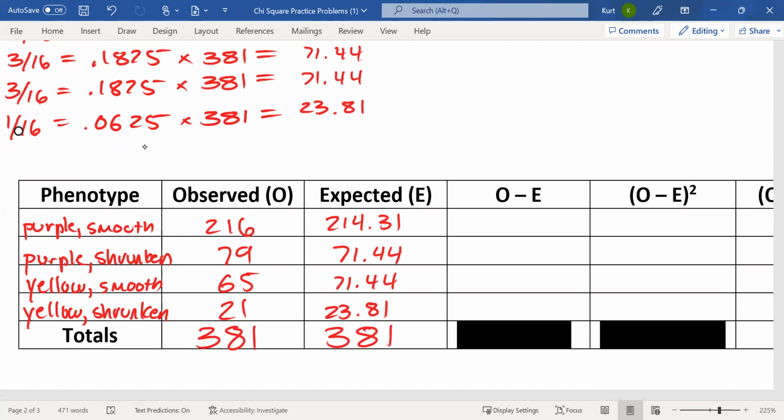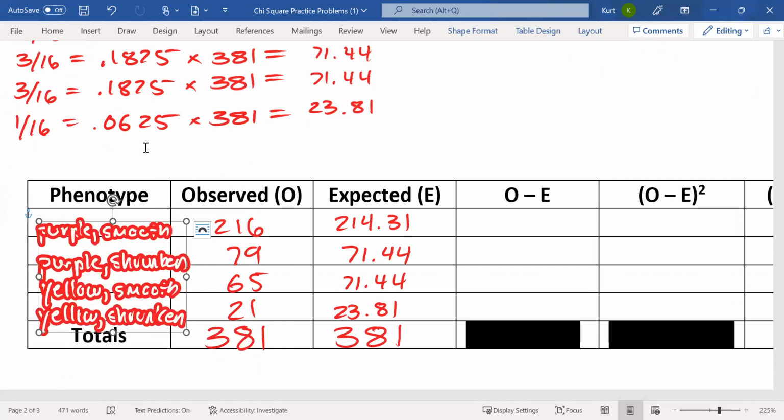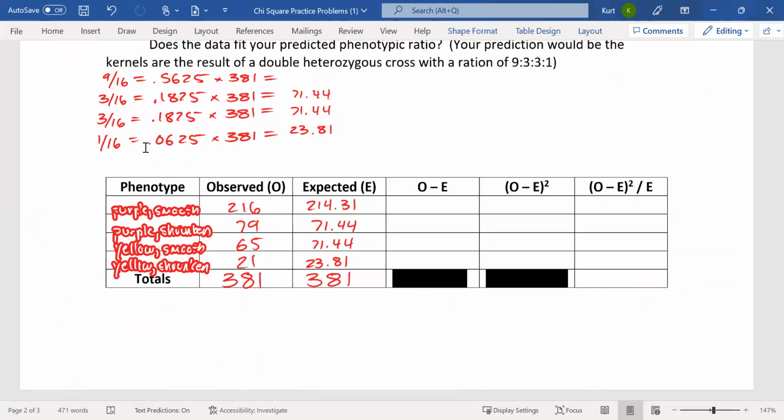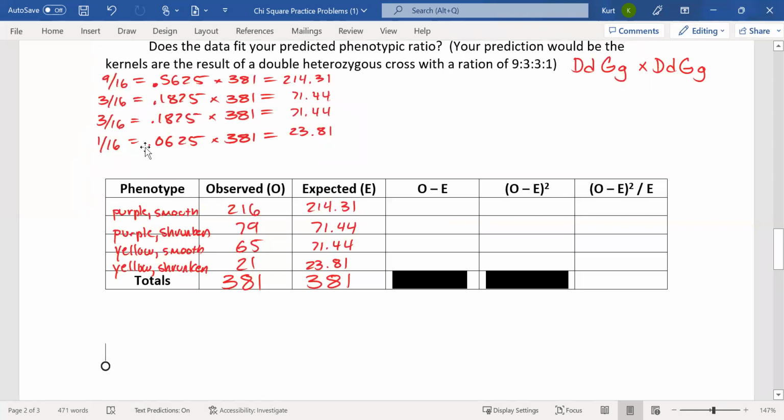That was the quote unquote hard part. Everything else should be smooth sailing. Just have to complete the chi-squared equations. All right, so let me hear you. What is 216 minus 214.31? 79 minus 71.44. 65 minus 71.44. I like the participation. Keep it coming. 21 minus 23.81. Okay, now we have to square.